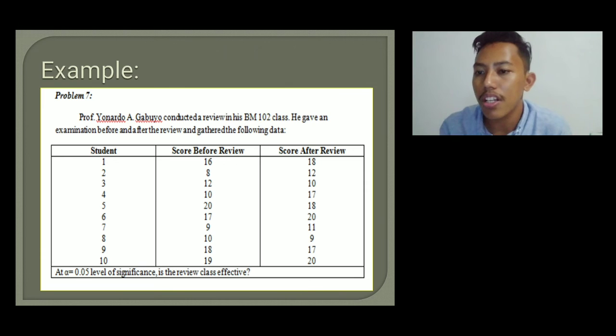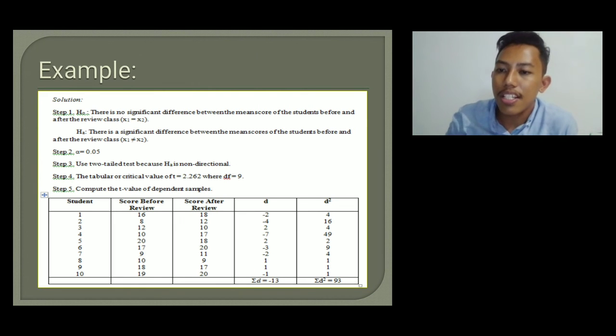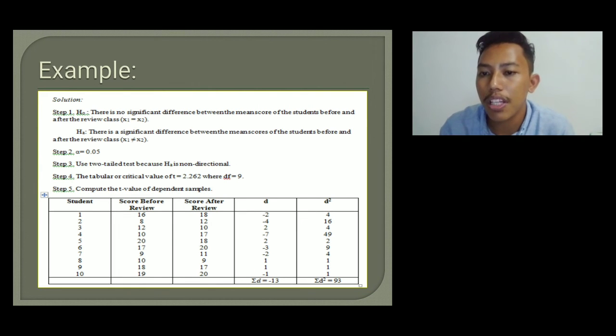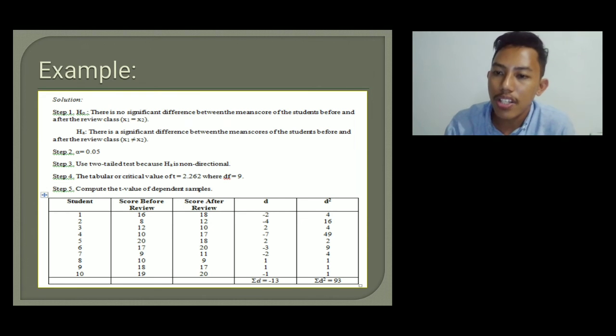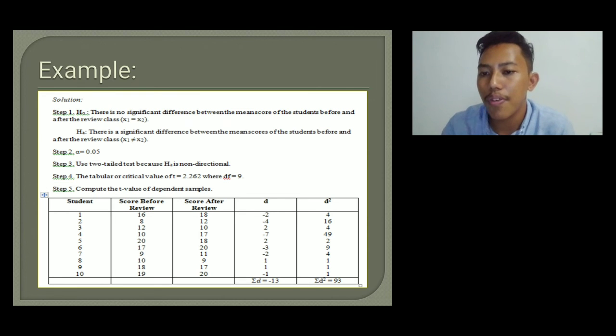So here, solution. Our null hypothesis is there is no significant difference between the mean score of the students before and after the review class. HA is there is a significant difference between the mean scores of the students before and after the review class. Our level of significance is 0.05. So we will use a two-tailed test because our alternative hypothesis is non-directional. The tabular value or critical value of t is equal to 2.262, where df is equal to 9.